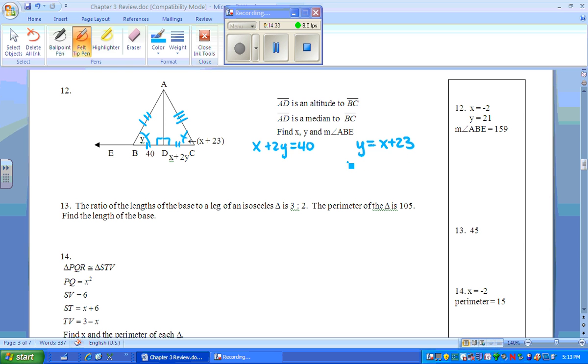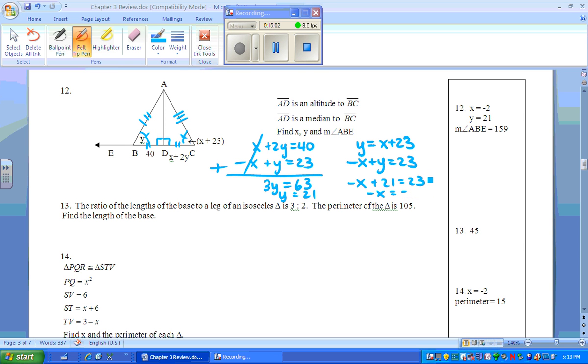I want to simplify it in this term, so I'm going to minus x over. I'm going to rewrite them under each other. This system is awesome because it already cancels the x's out. You get 3y is equal to 63. So y ends up equaling 21. I plug it back in here. I get negative x plus 21 is equal to 23. Minus it over. Negative x equals positive 2 divided by a negative 1. X equals negative 2. Y is 21.